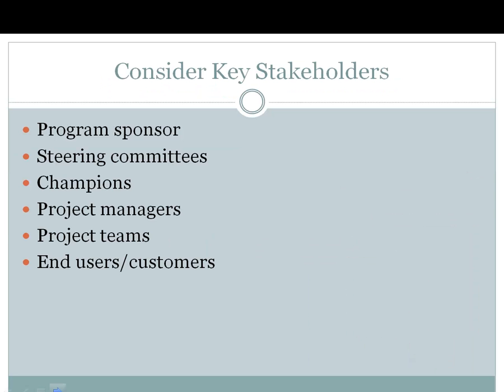First, you'll want to consider your key stakeholders. Of course, there's you as the program manager, but also your program sponsor. If your organization has steering committees that direct program selection and project selection within your program, those are key stakeholders. Any champions of your program, the project managers and project teams within your program, and then of course the end users and the customers. These are all the key stakeholders that can affect the success of your program.